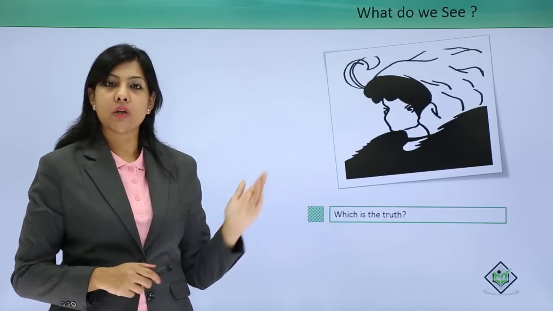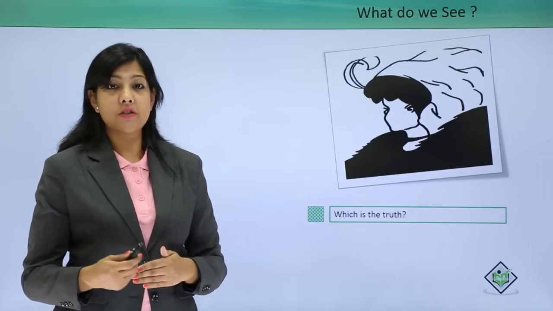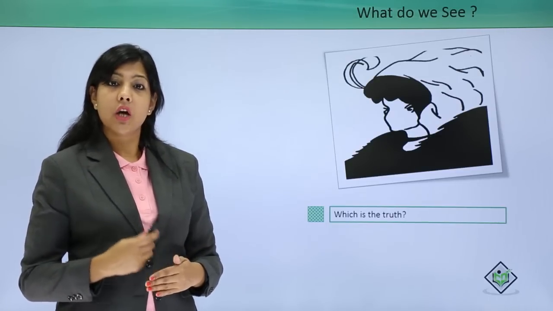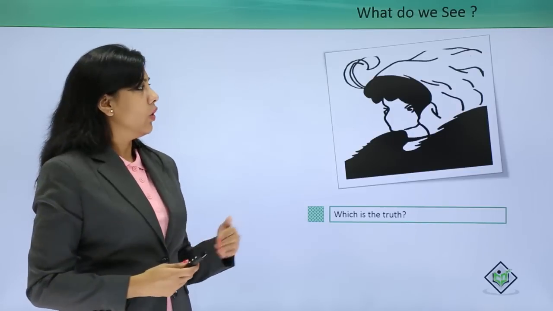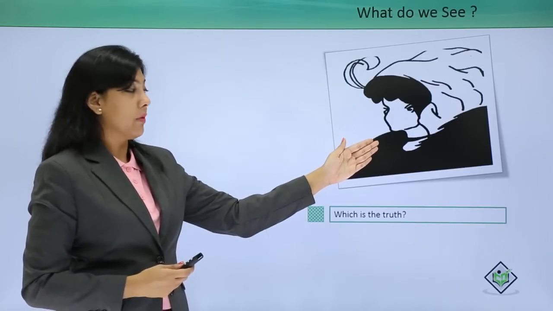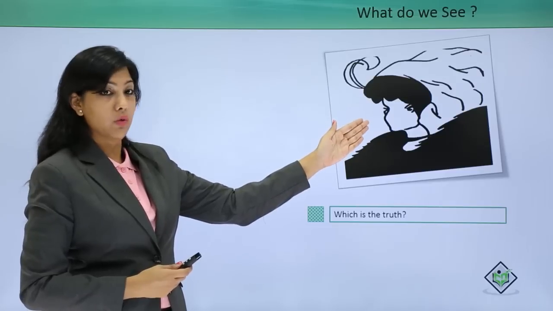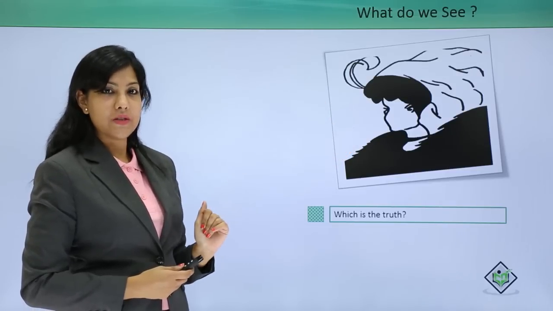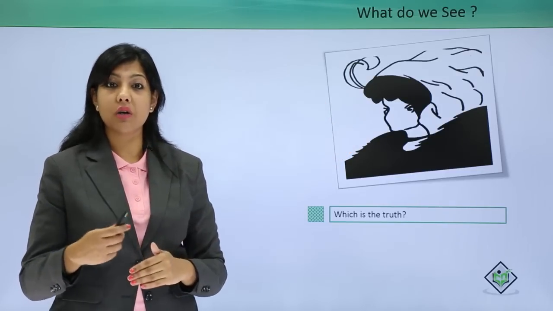What do we see in this picture here? If I have to ask you to look at this image, two of you might say, we look at an old lady here. Some of you might say, we are looking at a young girl over here. What exactly you are seeing is something that you would want to see.